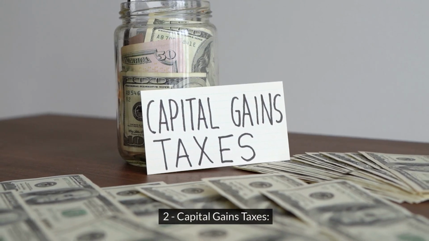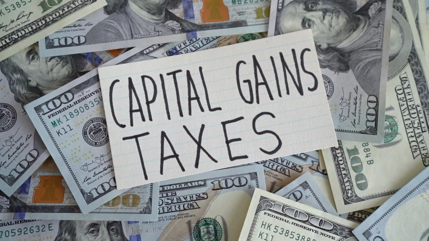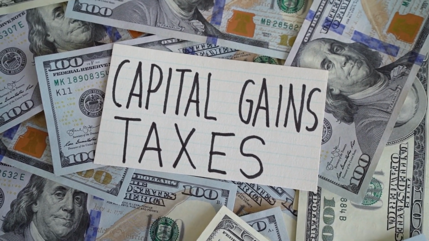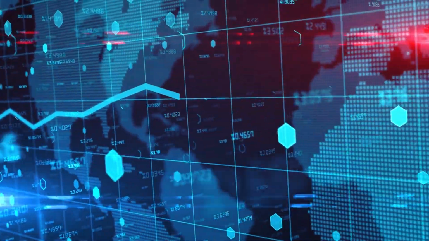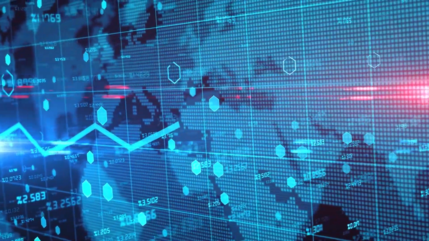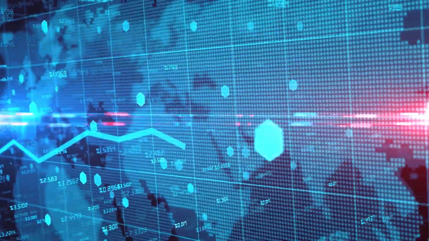Capital gains taxes. In addition to estate taxes, capital gains taxes may also come into play during the transfer of assets in an estate. When assets are sold or transferred, capital gains taxes may be triggered based on the increase in the value of the asset since it was acquired.